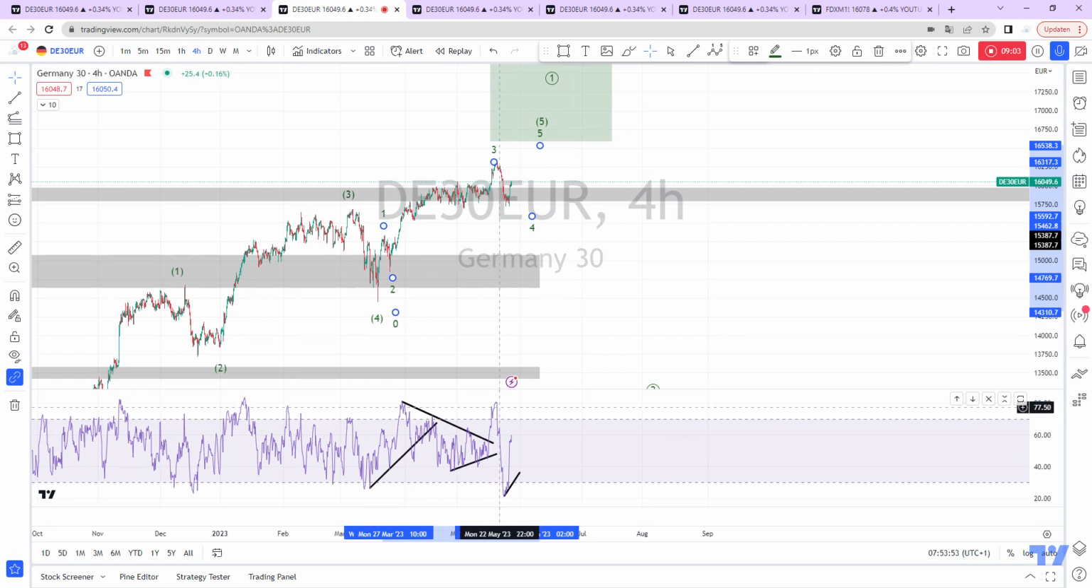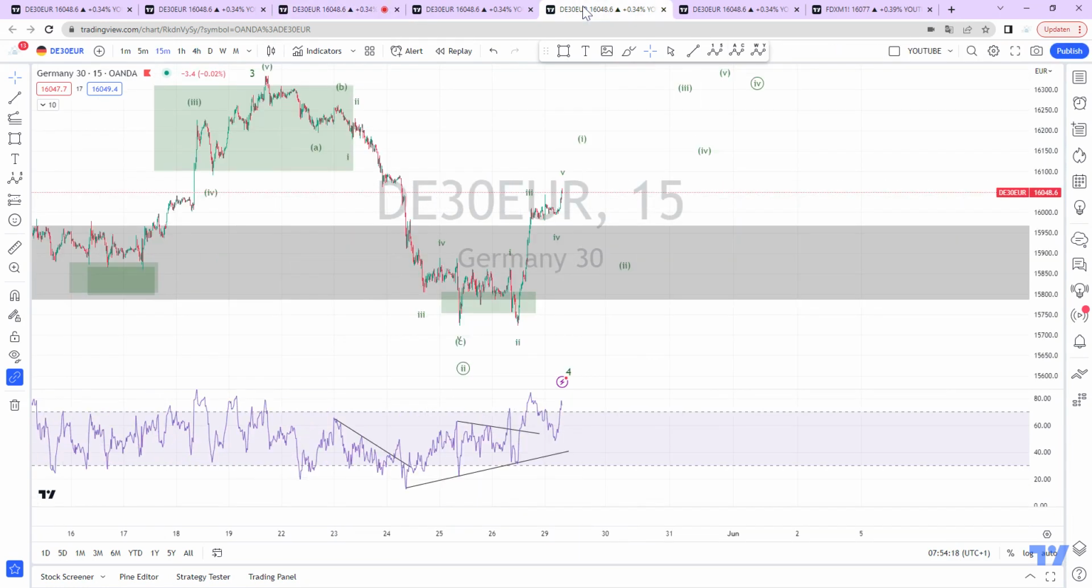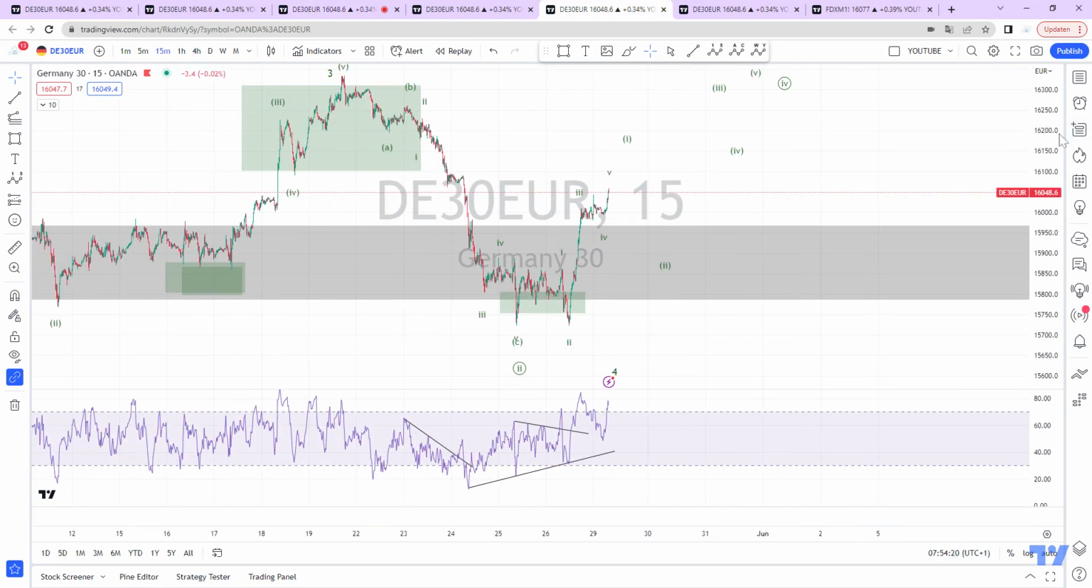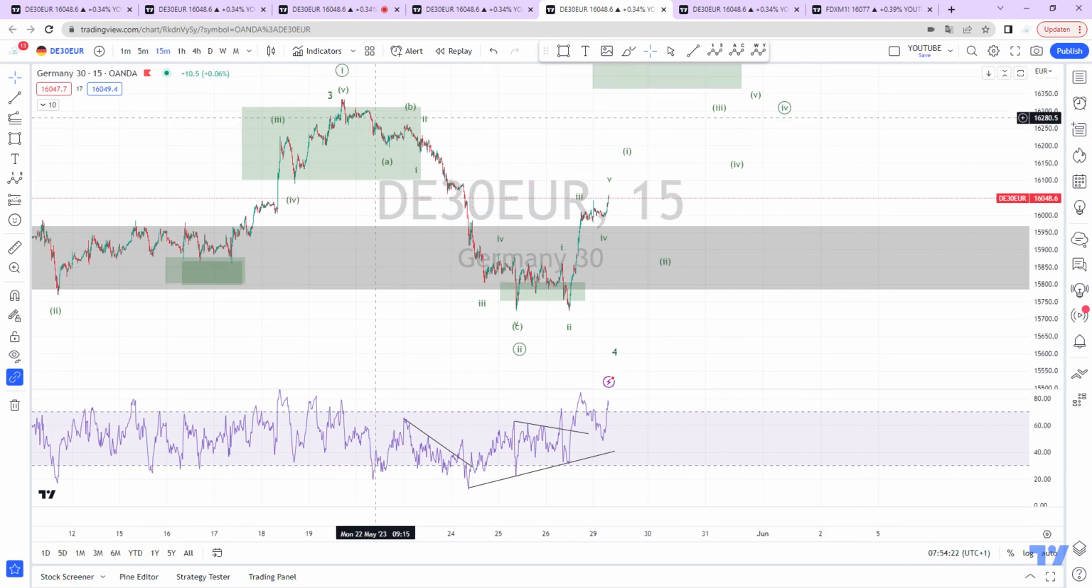So this worries me, and this opens the possibility of having something like this: 1, 2, 3, and we will do our 4 only now, and then a 5 instead of earlier. I did it like this. So this is my primary scenario, but this is also something that could be. So what does that mean on the lower time frame?